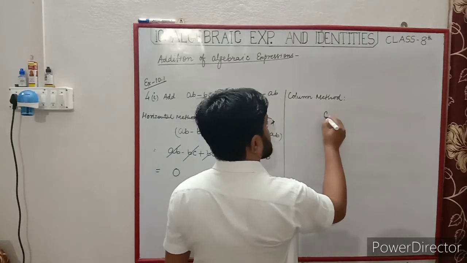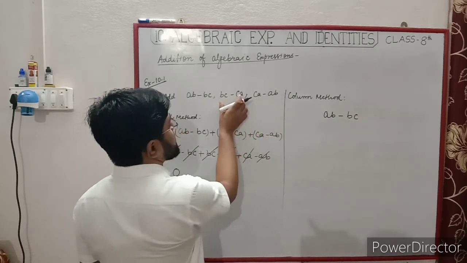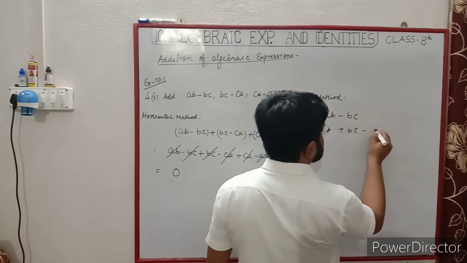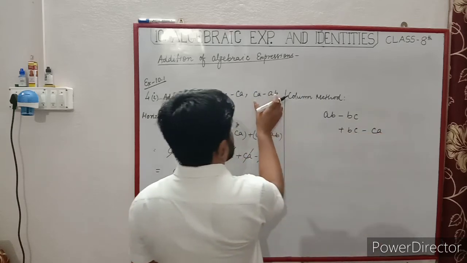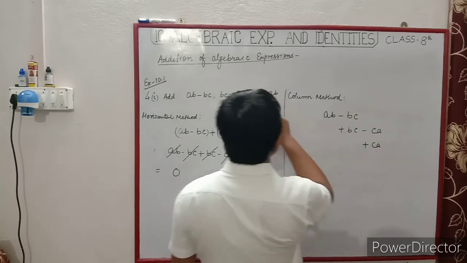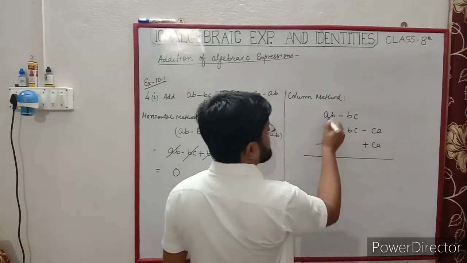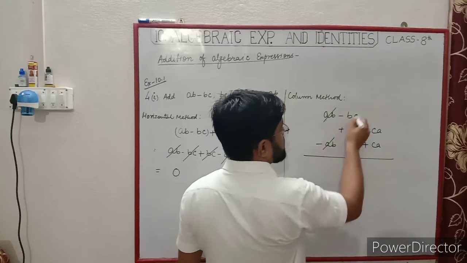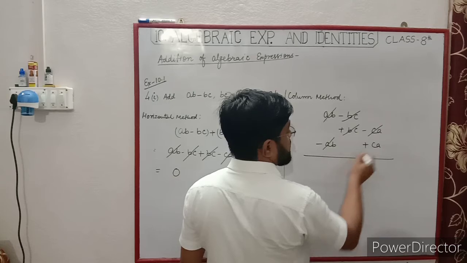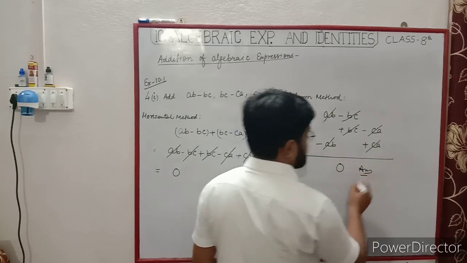Now adding by the column method. First of all write AB minus BC. Now the second expression, plus BC minus CA. Now the third expression, plus CA minus AB. Now plus AB minus AB cancelled out, minus BC plus BC cancelled out, minus CA plus CA cancelled out. So we have 0. That is the answer.